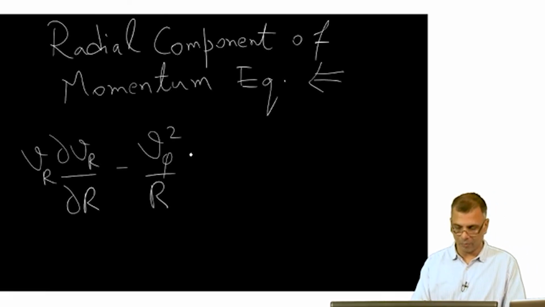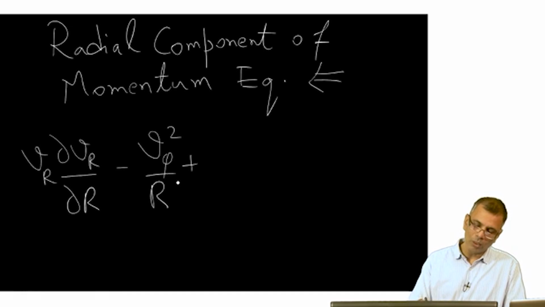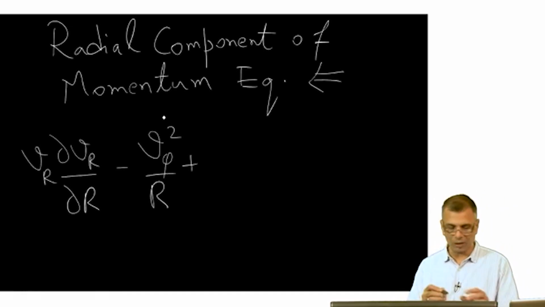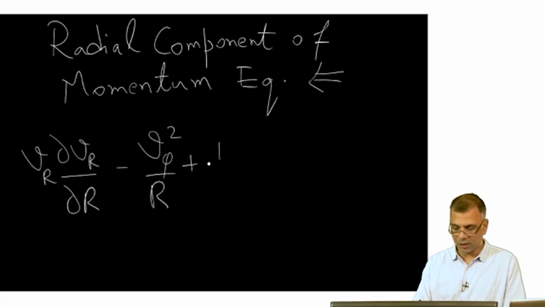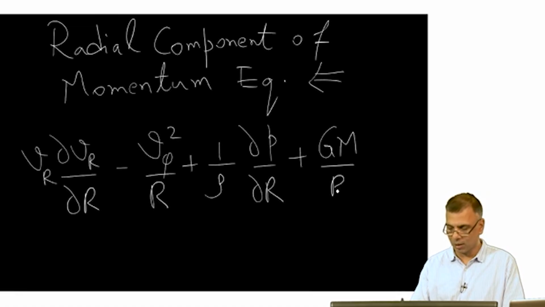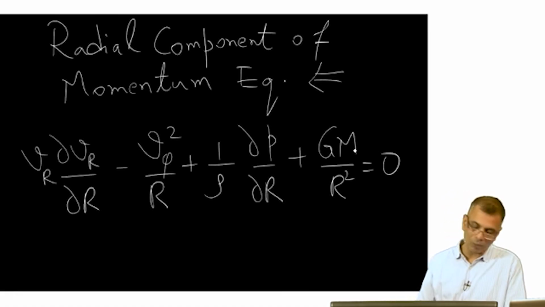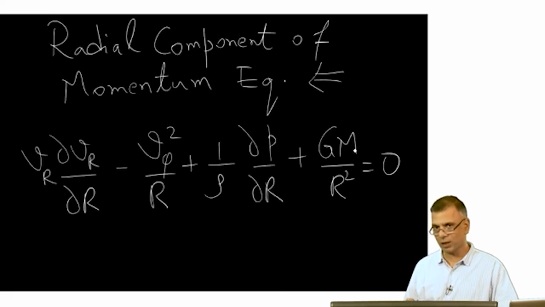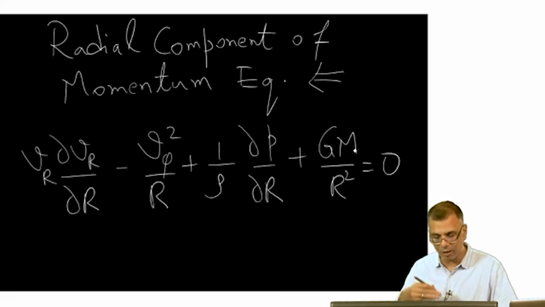Okay, this would be the u dot grad u term, right? Both of these taken together, and then you have the pressure gradient term, of course, except now we are talking about the pressure gradient in the radial direction, right? And then of course the gravity term, and we don't have to worry about the square root of r squared plus z squared. We are staying on the equatorial plane, therefore we only have to worry about this.